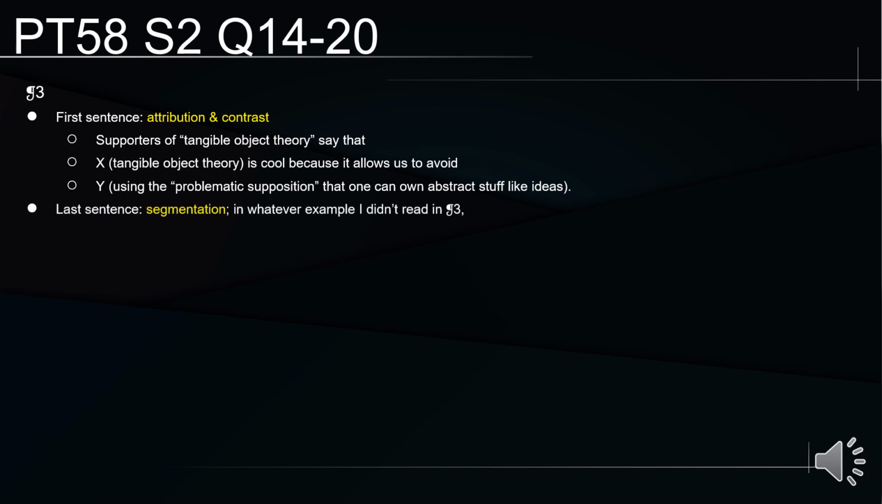The last sentence only offers us sort of the catch-all segmentation again. In whatever example that I didn't read in the middle of paragraph 3, the friend is the creator of the intangible object, whatever that was from the example.